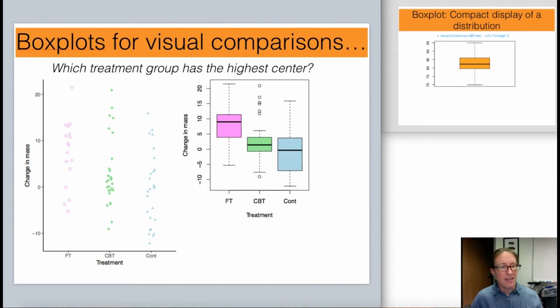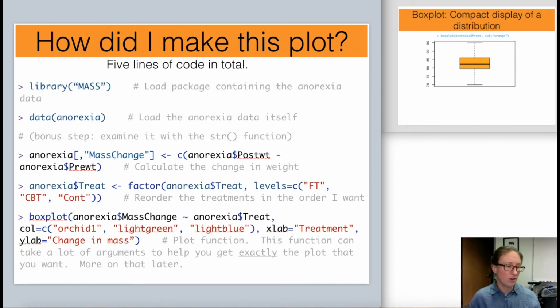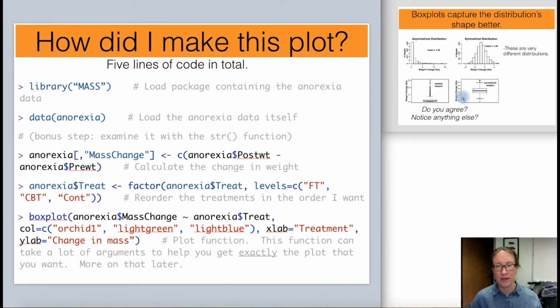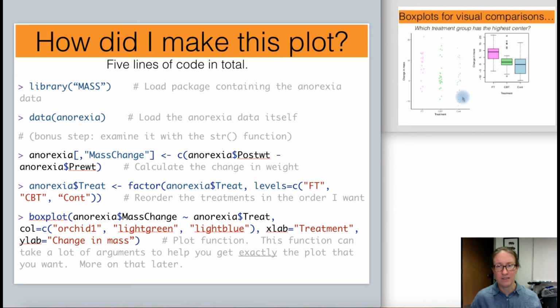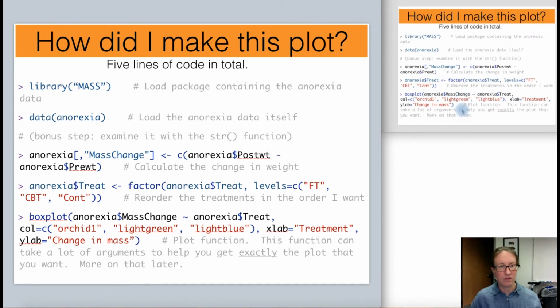So if I generate a box plot for these data, here's what I see instead. This tells a pretty different picture from these points, right? Pretty clearly, family therapy has a higher center compared to cognitive behavioral or the control treatment. Okay, so now how did I make that plot? It looks really great, right? Well, it turns out it only takes about 5 lines of code to make it. So let's go through and type out these lines of code and generate a beautiful box plot.